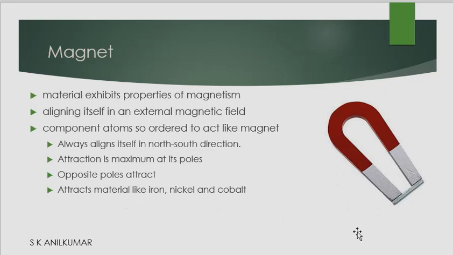What is a magnet? Magnet is a material that exhibits characteristics of magnetism. That means it will align itself in an external magnetic field. That means the component atoms in that material are so ordered to act like a magnet. So magnetism is a capability to attract certain elements by certain other elements. Magnetic material aligns itself in the north-south direction.